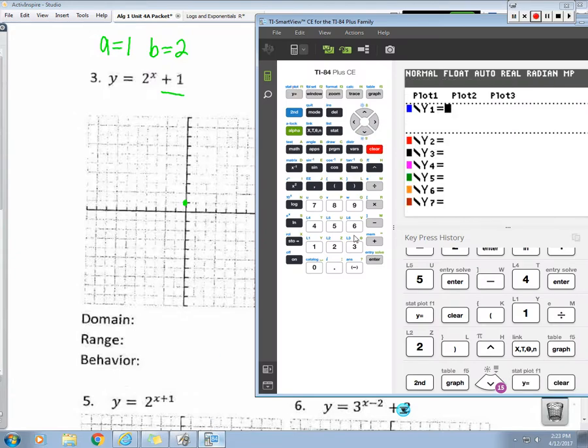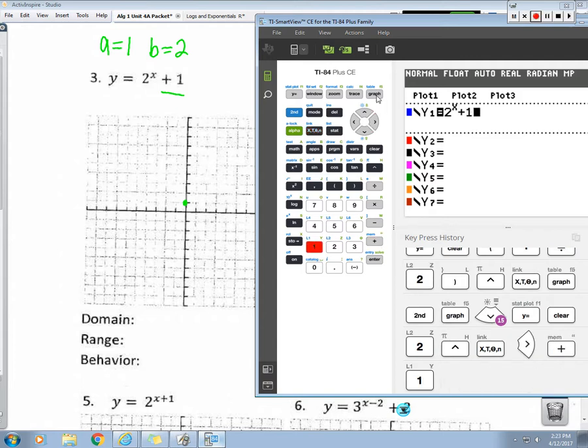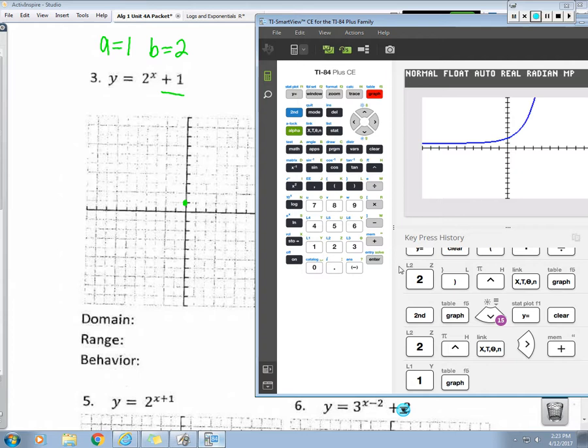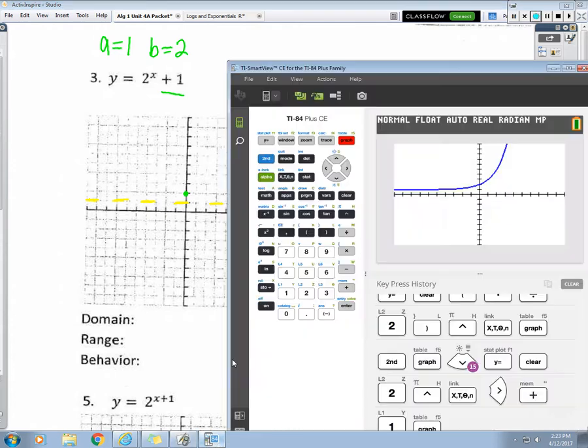Y equals 2 to the x power plus 1. Is our y-intercept at 1? Where's the y-intercept? 2. Why do you think it's at 2? The plus 1 on the end shifts everything up 1 unit. So yes, it started at 1 because a was 1, but this plus 1 shifted it up a unit, which also shifts your asymptote up a unit. So now my asymptote's at 1 because everything shifted up 1. Right. Okay, so now let's look at the table.